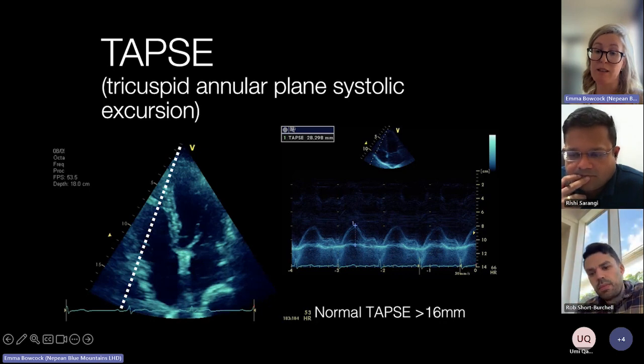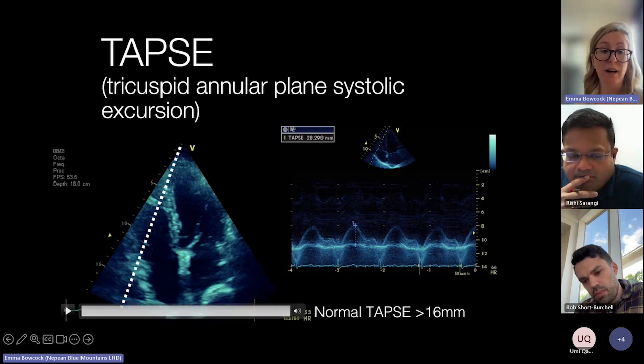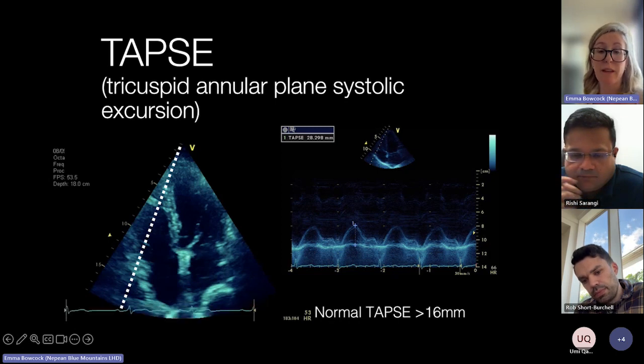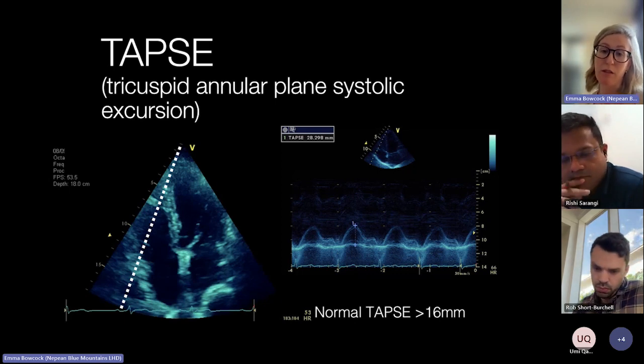So we put our cursor down, we use M mode, and we're measuring from the base in diastole to the peak in systole. If we're going to do it, we need to do it well. So make sure that your Doppler is aligned as well as possible, aligning with the movement of the annulus from base to apex. And make sure that you are reducing your depth. Ideally the depth should be reduced a bit on this, and we should fill the screen more with the M mode.